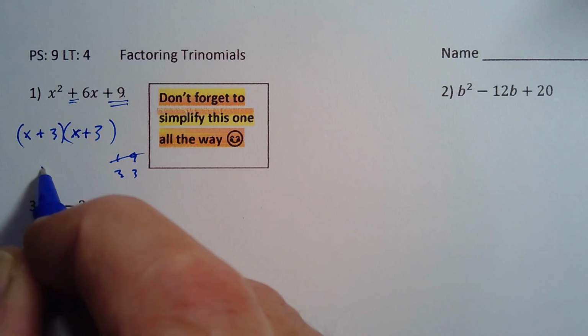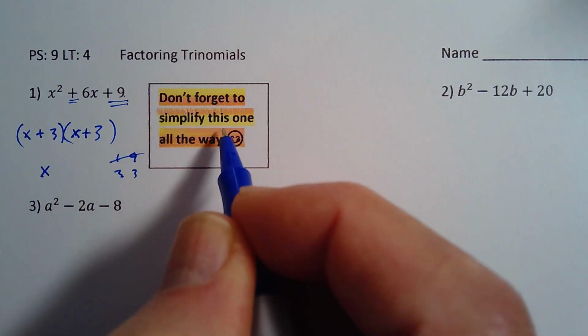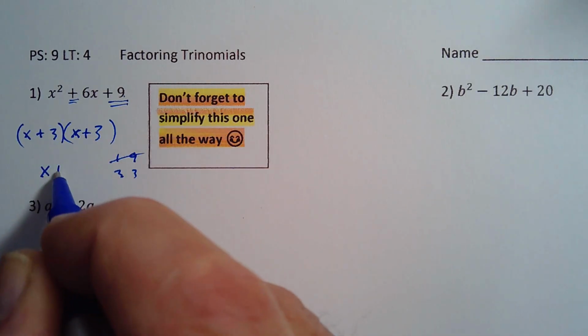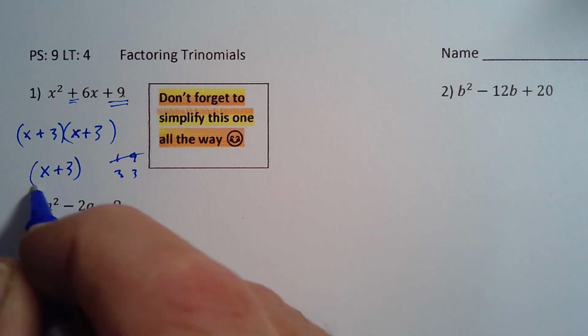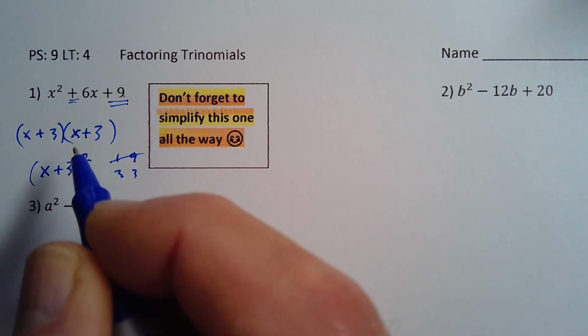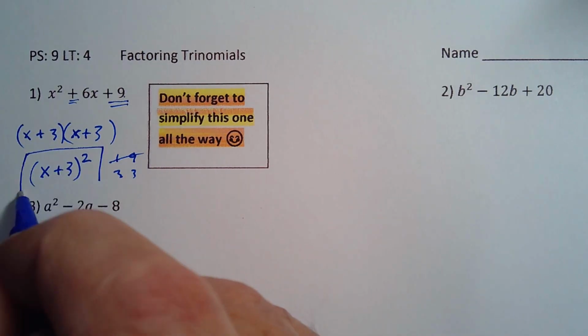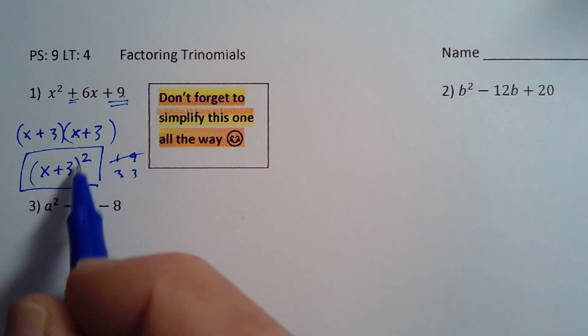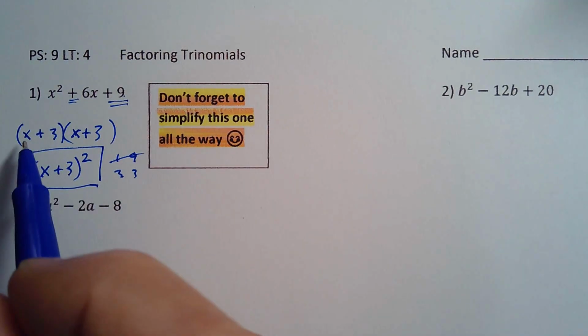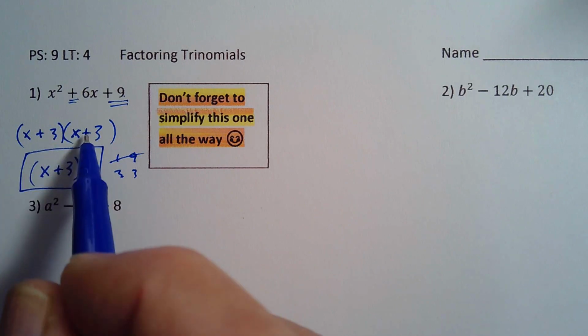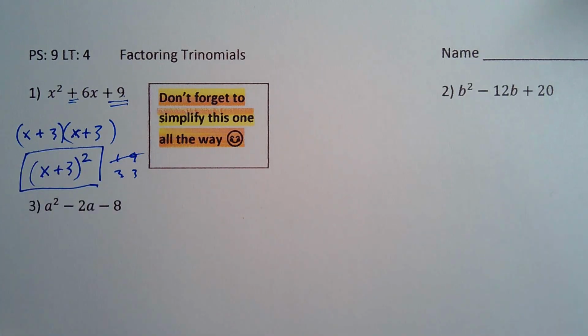And then, don't forget to simplify this all the way. It's just saying there's two of those x plus 3's, so that could be written in final form here as x plus 3, the quantity squared. Now if you had x plus 3 times x plus 3 in the factoring, you did it right, you just didn't get it simplified all the way.